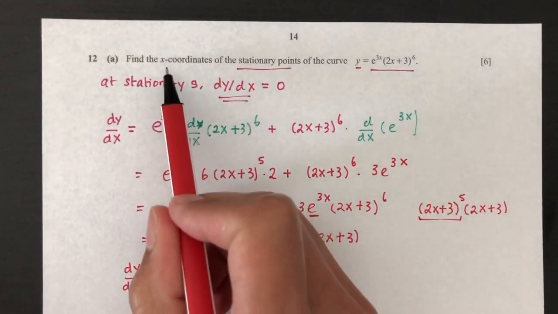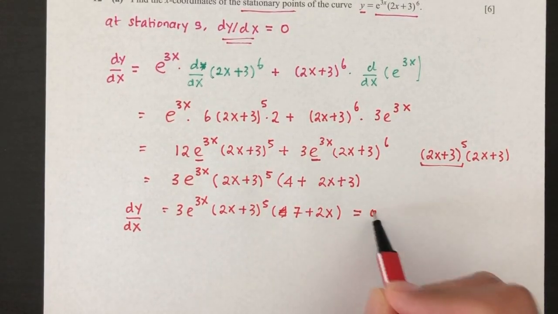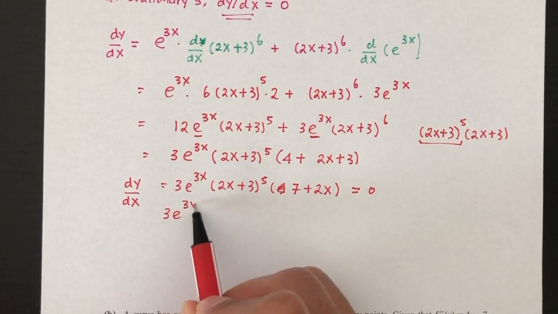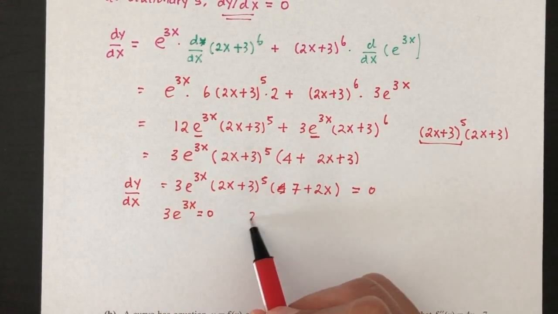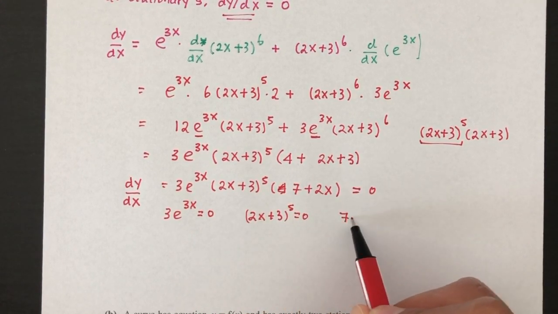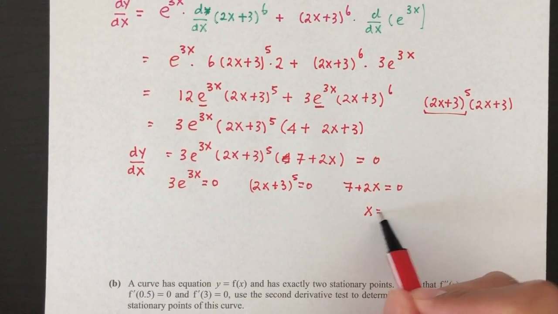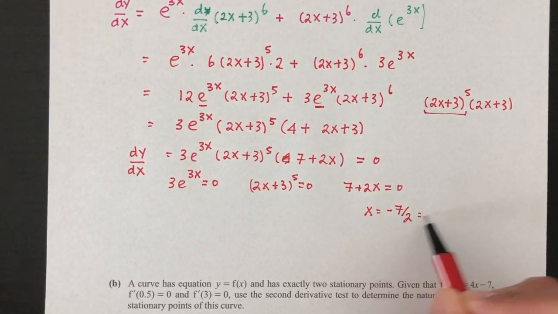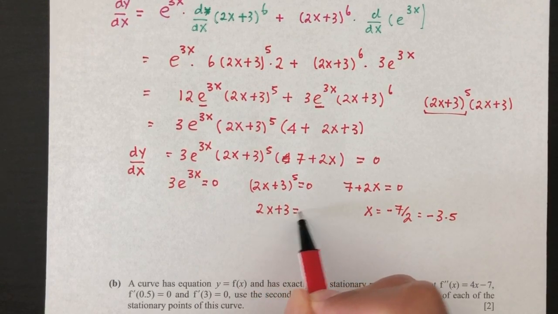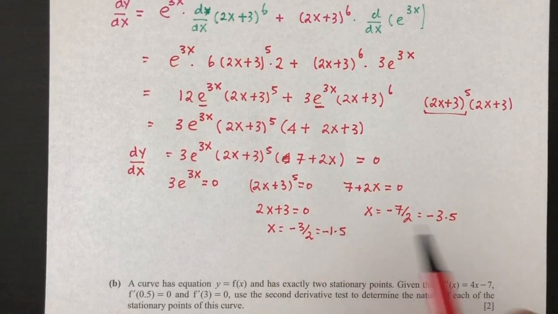So now you're trying to find the x coordinates of the stationary points, so dy by dx equal to 0. Let's equate that. You will have 3e^(3x) equal to 0, (2x plus 3) power 5 equal to 0, and 7 plus 2x equal to 0. The first one here is x equal to minus 7 over 2, which is minus 3.5. This one will be 2x plus 3 equal to 0. X will be minus 3 divided by 2, minus 1.5.